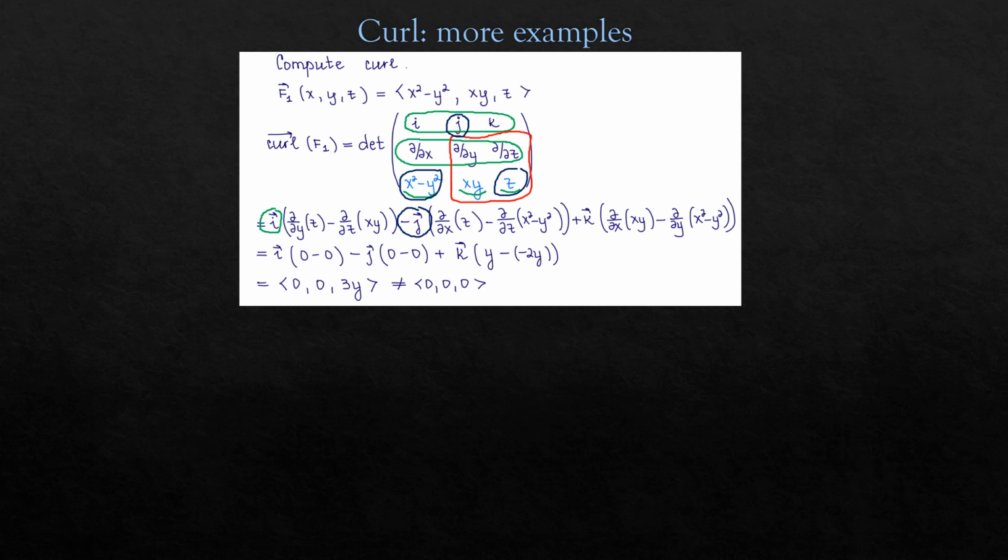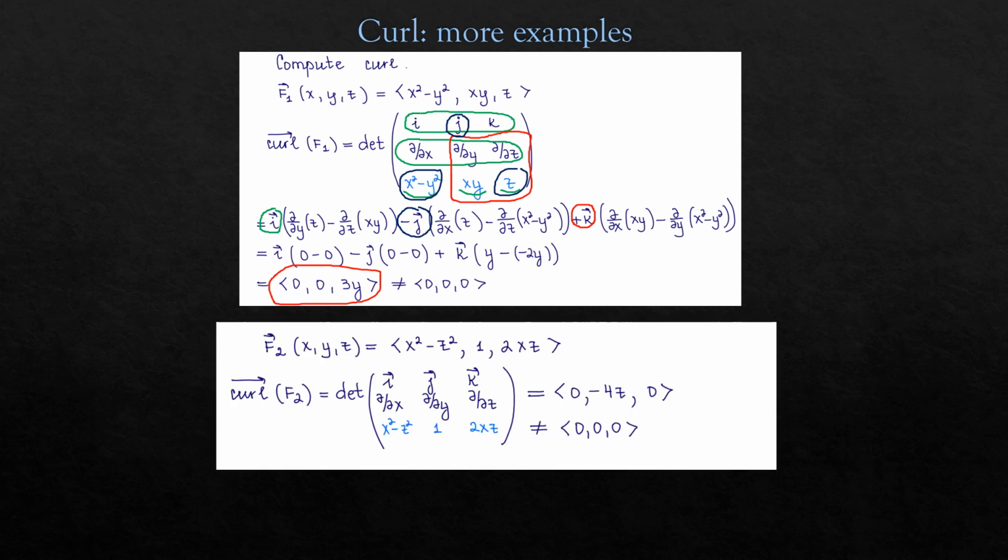And then what about the last step? So for the third component, d/dx of xy minus d/dy of x squared minus y squared. So here we do not get 0. So we get a vector field of the following form: 0 for the first component, 0 for the second component. The third component is non-zero. It is 3y. So this vector field is not conservative. It is also not irrotational.